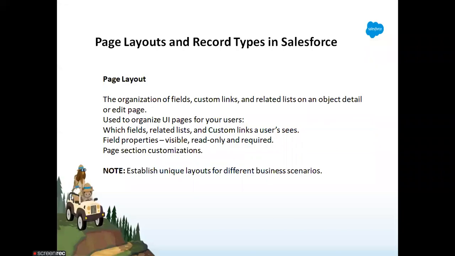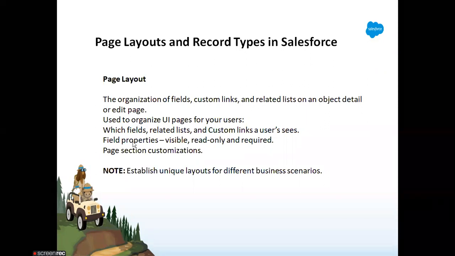The next topic is page layout and record type in Salesforce. Basically, page layout is used for the arrangement of your fields, custom links, and related lists on a particular page. That means you can set the UI of your page, which fields you want to see on your screen or not. And also you can set the property of a field, like you allow a particular field to be visible, read only, or you can make them required, or you can add a page section or customize the page section according to your requirement.